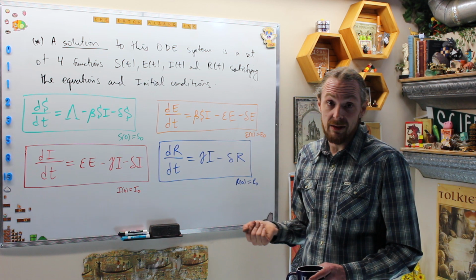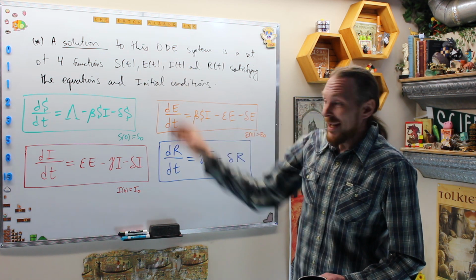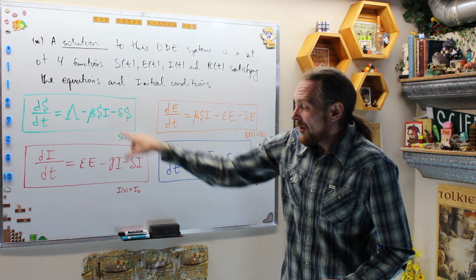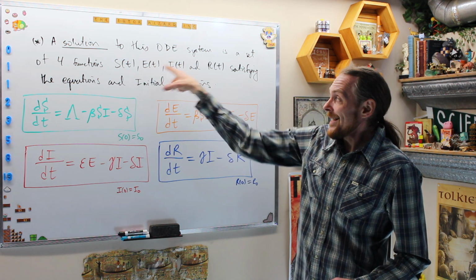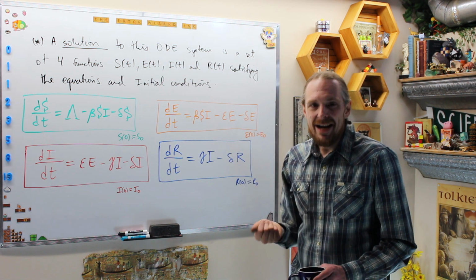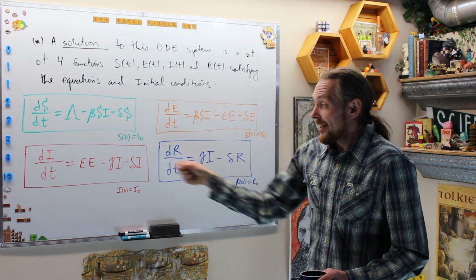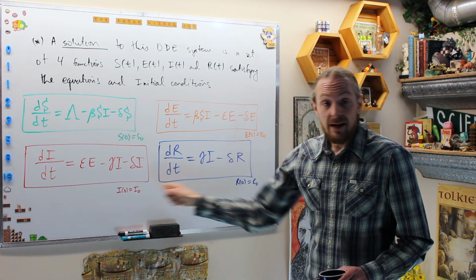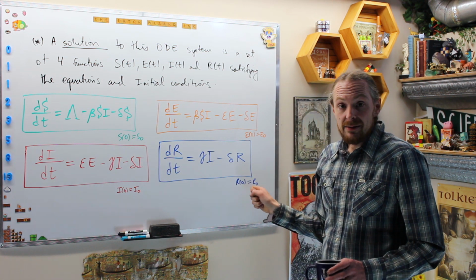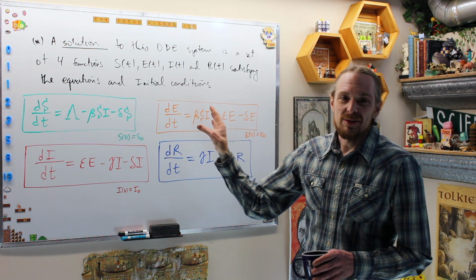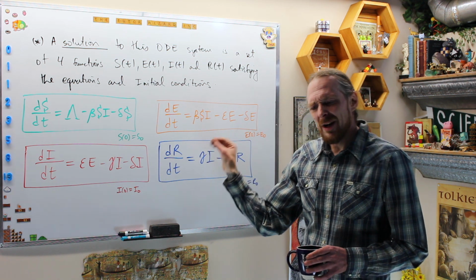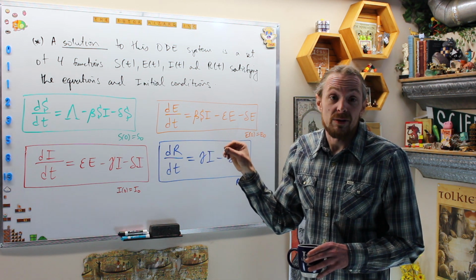I'm not going to do it in this video, but that's what we mean by it. I'm looking for four functions, S, E, I, R, which are all functions of time, which satisfy these ODEs and have the initial populations of these. These ones are so complicated and nonlinear that we can't actually give you explicit solutions to them anyway.